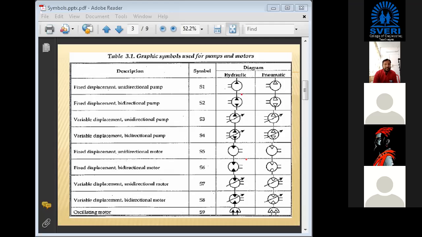But please remember this thing. For the pump, the two horizontal lines you have to draw on the left-hand side of the circle. And for the motor, the two horizontal lines you have to draw on the right side. So hydro pump means what? Hydraulic pump. And vacuum pump or air pump means what? Pneumatic pump. That also we should know.